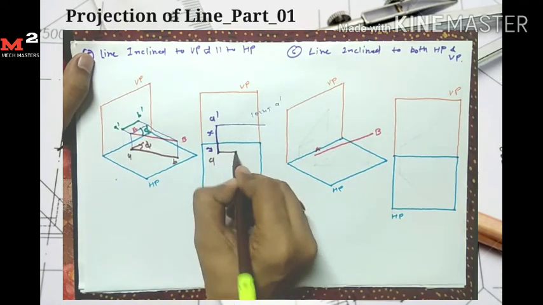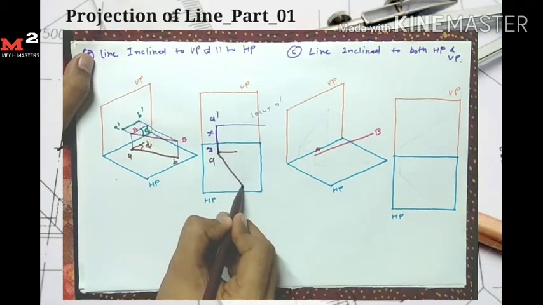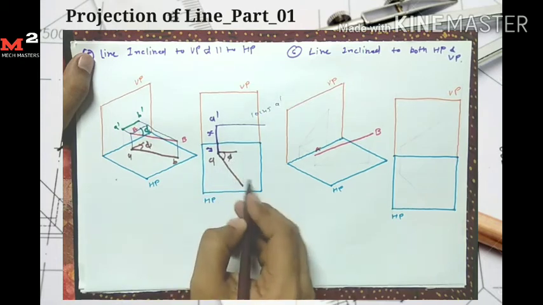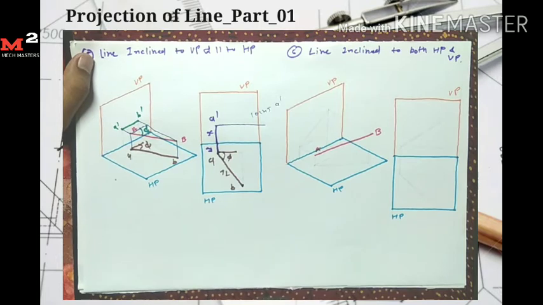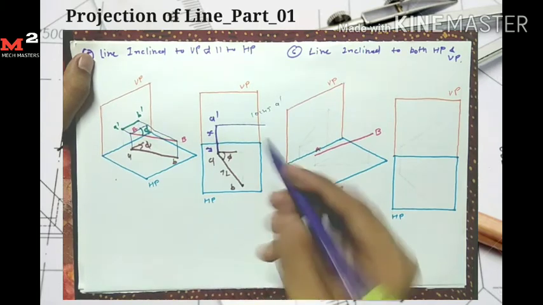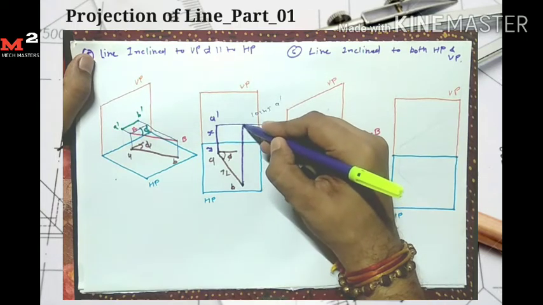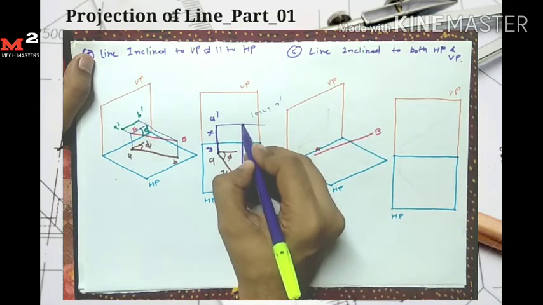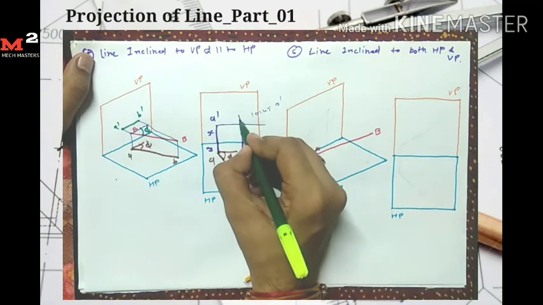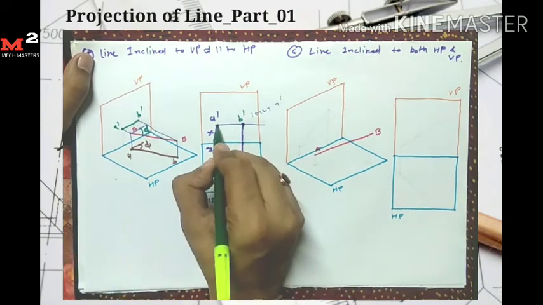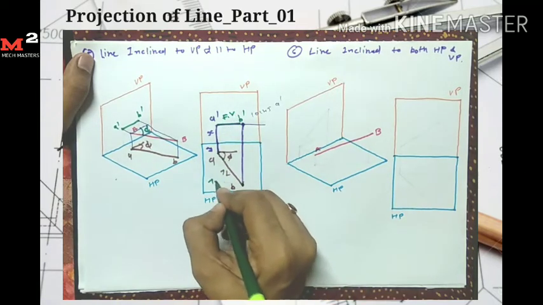Now from here I take the angle phi and draw the line, and the length of this line is equal to the true length. This angle is phi and the length is equal to the true length, so here I get my point B. Now from point B I take the projection up to the locus of A dash. When this projection intersects the locus of A dash, I get my point B dash. So this is my front view and this is my top view.